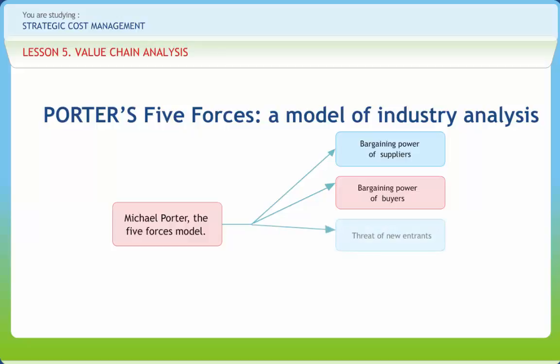Third is the threat of new entry. Factors affecting entry barriers are capital requirements, access to distribution channels, economies of scale, product differentiation, expected retaliation from existing firms, and government policies. Fourth is intensity of competition.